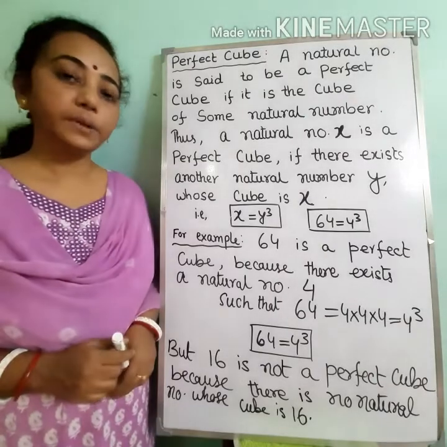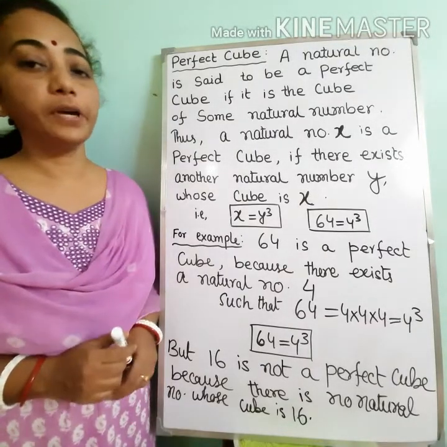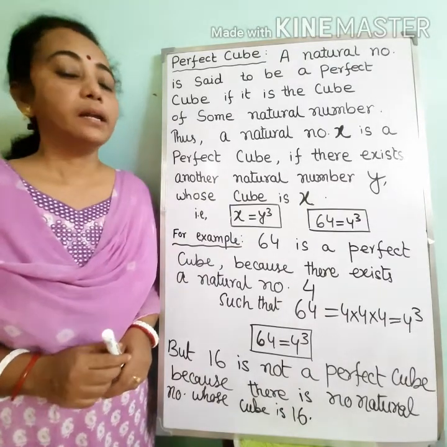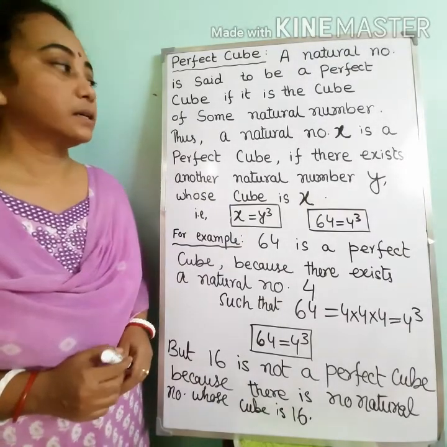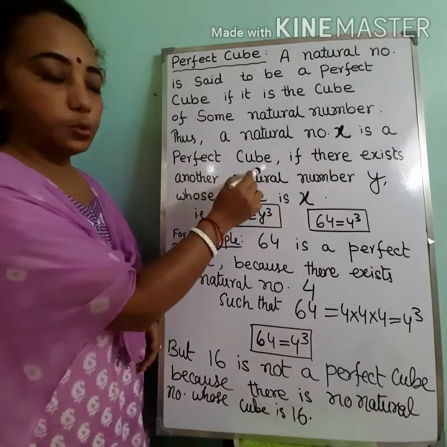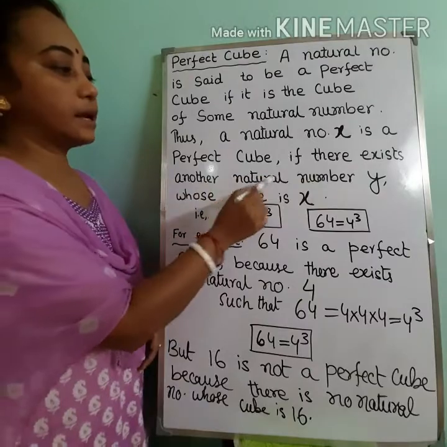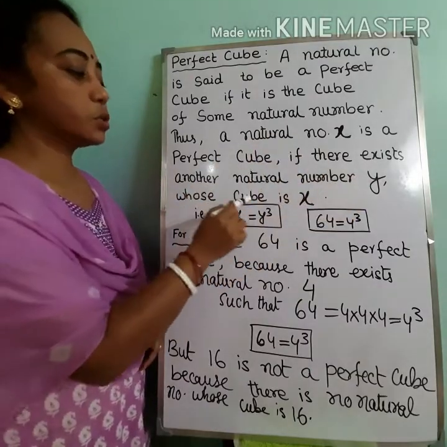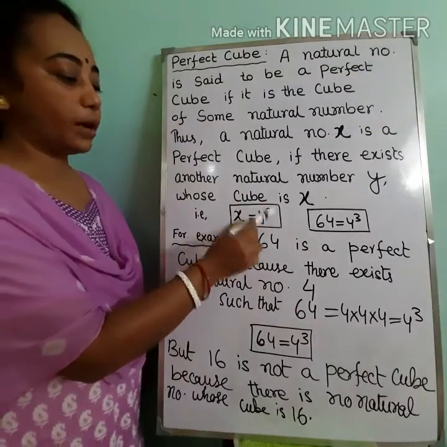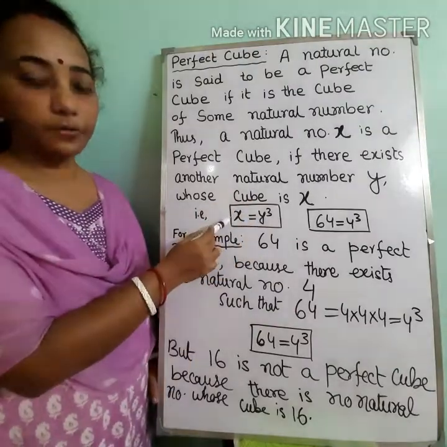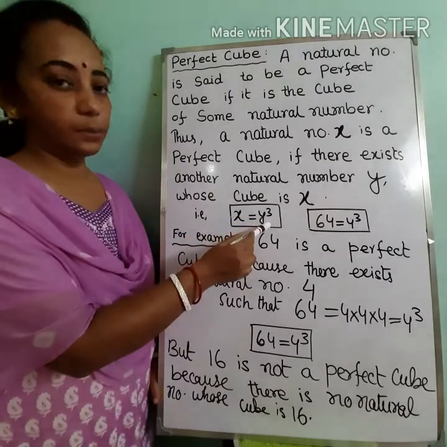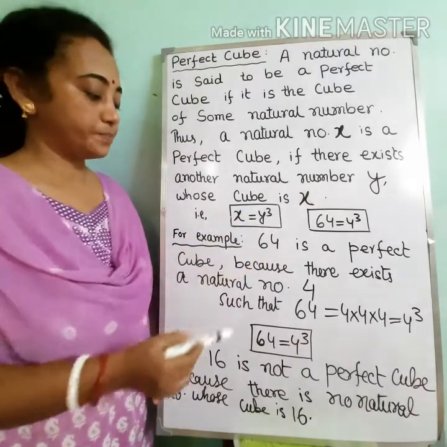A natural number is said to be a perfect cube if it is the cube of some natural number. In other words, we can say that a natural number x is a perfect cube if there exists another natural number y whose cube is x. That is, x is equal to y cube.